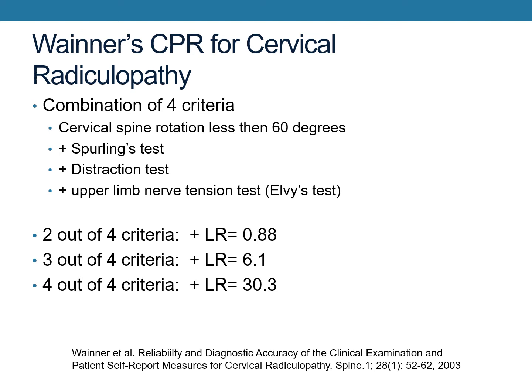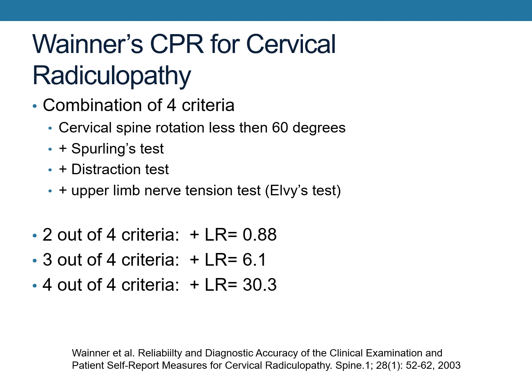And sometimes us knowing that pathoanatomic diagnosis helps us push the patient toward that centralization category even more aggressively. So in this particular case, we're looking at cervical spine rotation less than 60 degrees toward the involved side. We'll go over these tests in lab, but a positive Sperling test, a positive distraction test, and a positive upper limb nerve tension test, specifically the one related to the median nerve.